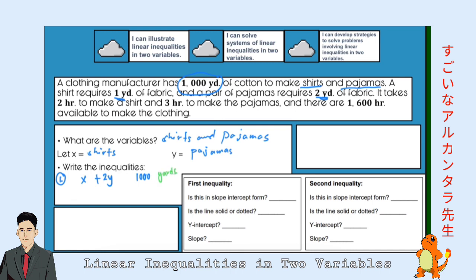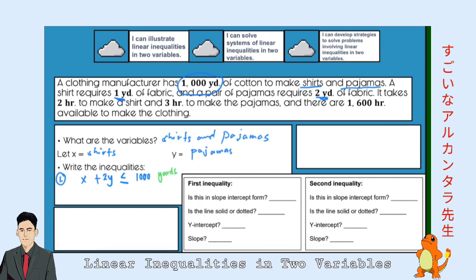So what kind of symbol should we use? It said there that a manufacturer has 1,000 yards. This implies that that's the maximum amount of yards available, meaning the manufacturer could use all of that, or could use less than that. So that's why the symbol for this one is less than or equal to. I would like to repeat. The reason why it's less than or equal to is because there's a specific amount of yards available. Again, you could use all of that or less than that. It could not be greater because you only have 1,000 as a whole.